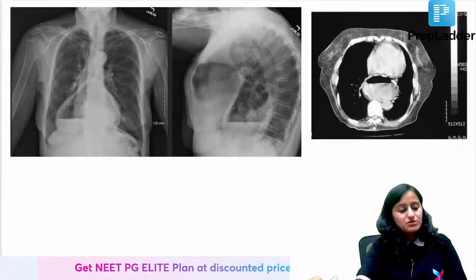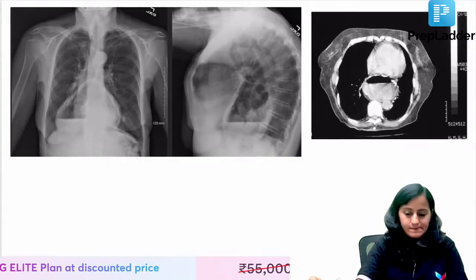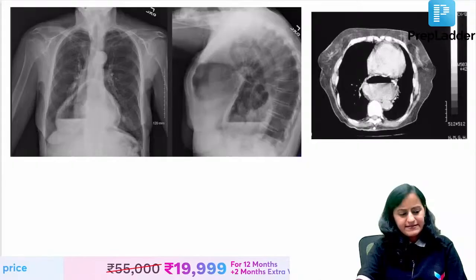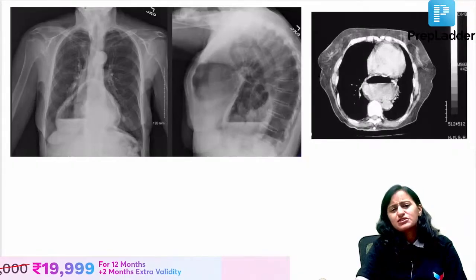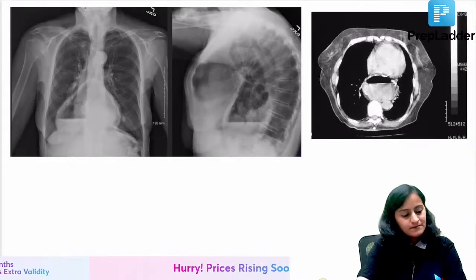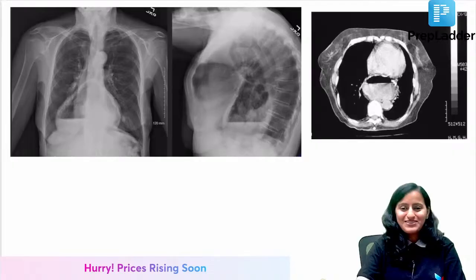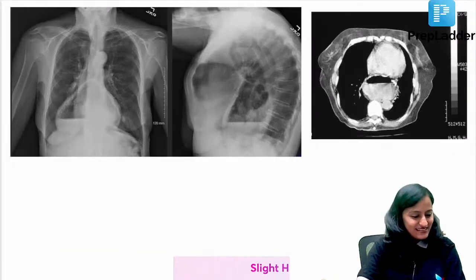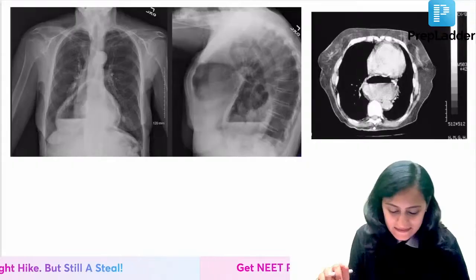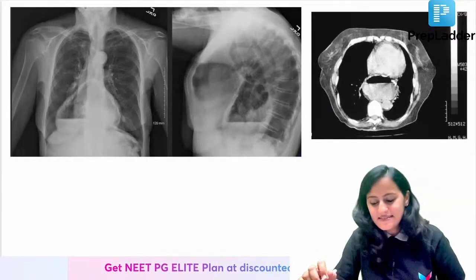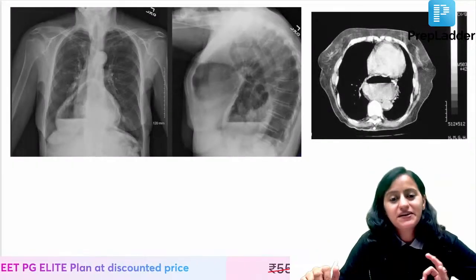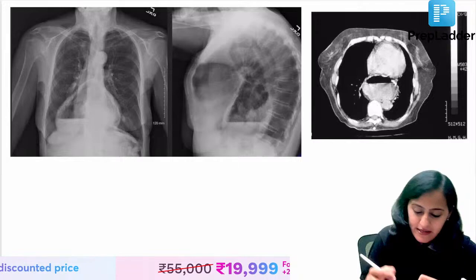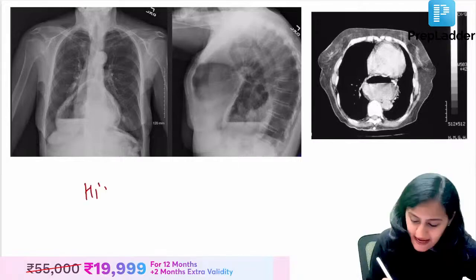Anyone, what is this image showing? This is not emphysema, not coarctation of aorta. Very good, Medico K, smart. Right, yes, Devjani. This is hiatus hernia. Correct. Okay, what is this? This is hiatus hernia.